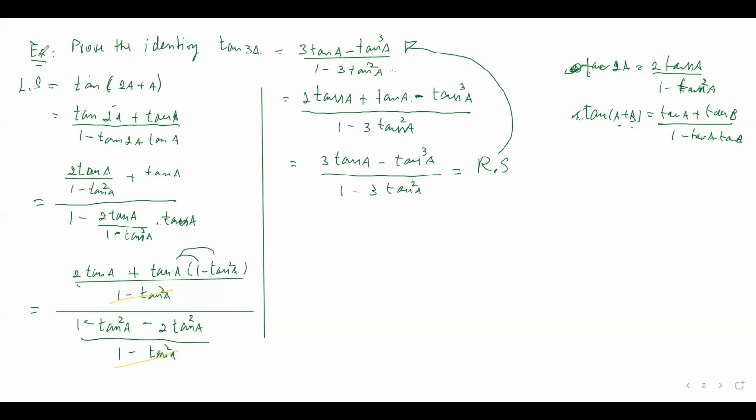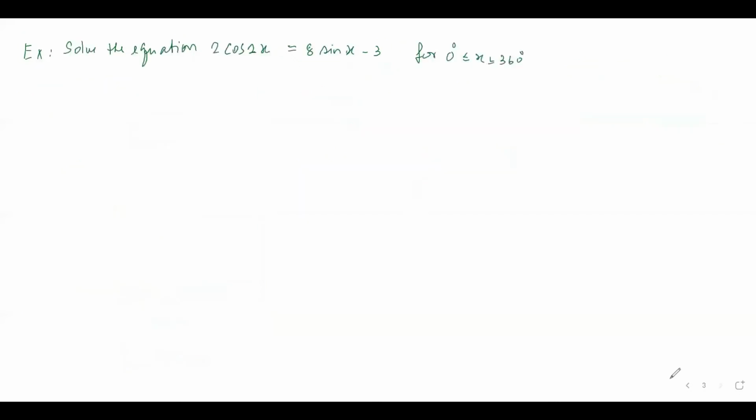Great, this is the example. It's a good one, eh? Okay, now we go to the next one. You repeat again if you don't understand, see one more time in the video. Now see this example. Now solve the equation. So solve the value of x for this one: 2 cos 2x equals 8 sin x minus 3. And x is restricted from 0 degrees to 360 degrees.